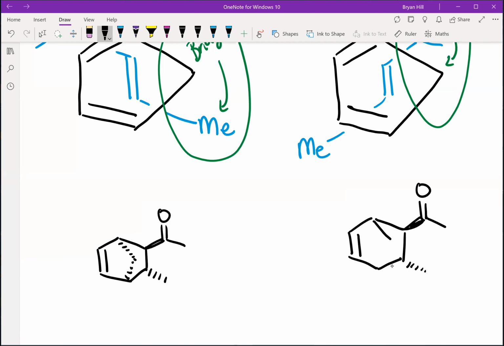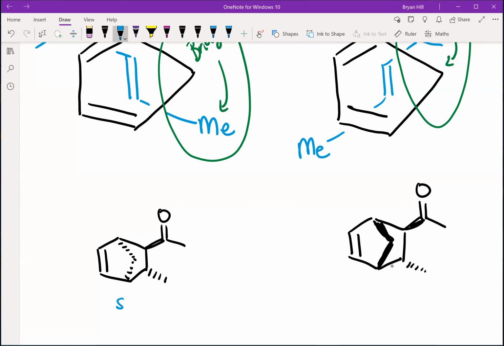So now it's on the same side, so I'll make this a line pointing up. So the methyl group and the bridge are on the same side, in this case on the left. So that's down, same side. And in this case, the bridge and the carbonyl are on the same side. So this would be the exo.